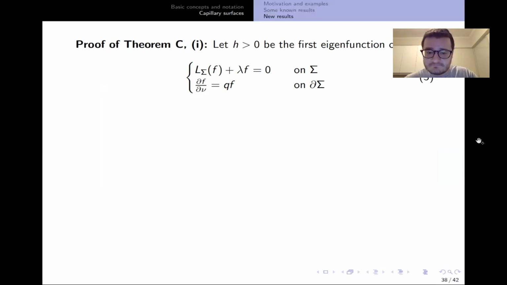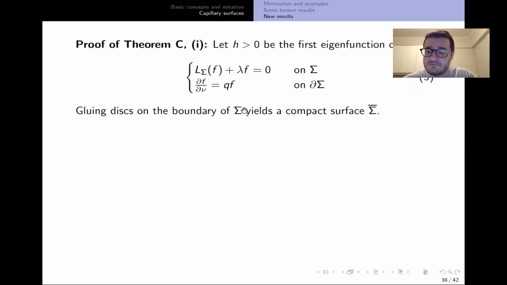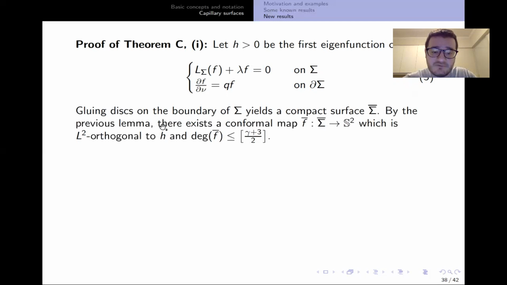So if we glue disks on the boundary of sigma, this would give us a compact orientable surface sigma bar. I'm using this notation A in sigma bar just to refer to the usage of the previous lemma. By the previous lemma, there exists the conformal map F bar from sigma bar to the round sphere, which is L2 orthogonal to H, the first eigenfunction of this problem, and such that the degree of F bar is bounded above by this quantity here. So just restrict F bar to sigma and call it F. It has three components. We're seeing S2 as inside R3.